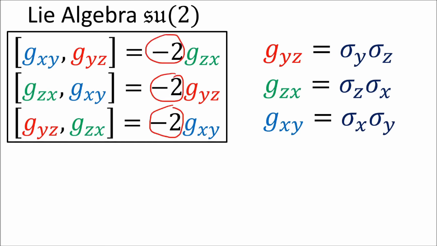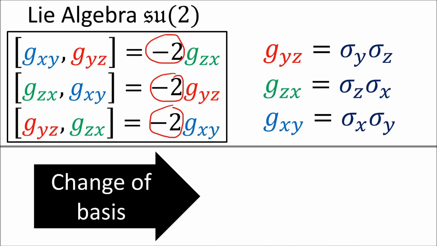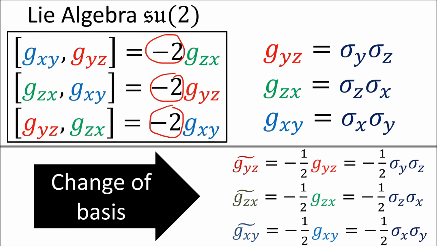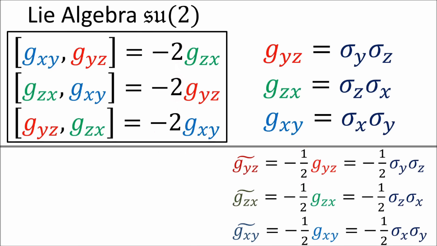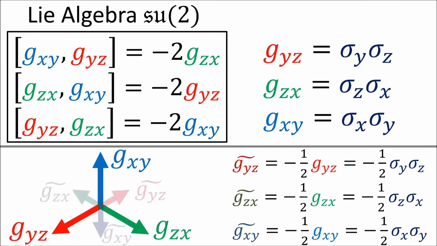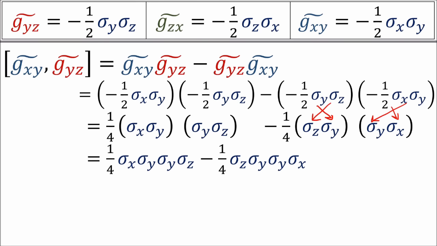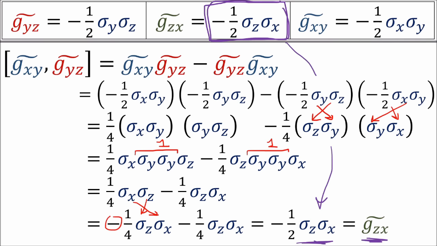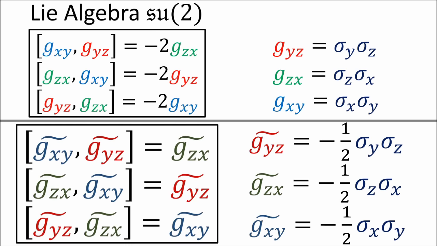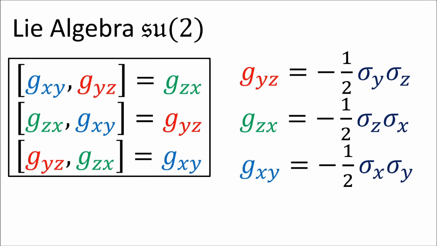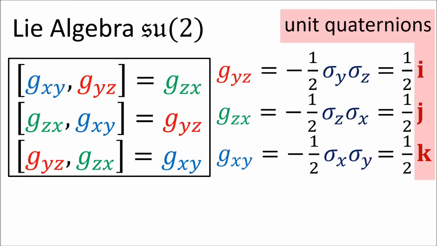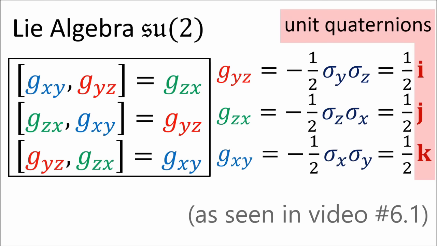These factors of negative 2 are not desirable, but we can easily remove them with a simple change of basis. We'll define the g tilde basis as the g's times negative 1/2. Remember, Lie algebra generators are like basis vectors, so we're just reversing the vector directions and making them half as long. With these extra factors of negative 1/2, the commutator of any two generators is exactly equal to the third generator. So with this new basis, we're able to remove the factors of negative 2 in the commutation relations. And I'm just going to use this basis for our SU2 generators from now on, written without the tildes. These three generators end up being equivalent to the unit quaternions, i, j, k, divided by 2. I showed the equivalence of the quaternions and bivectors in video 6.1. They all obey the same multiplication rules.